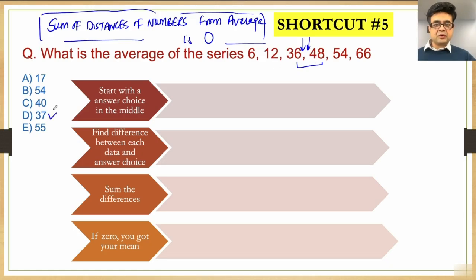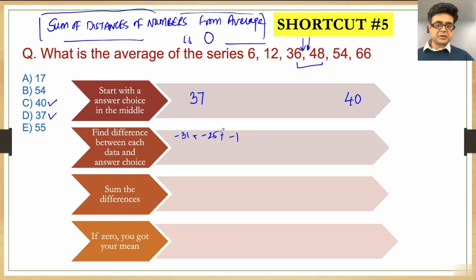37 is one of them. 40 is another one of them. So let's start with 37, right? So my starting answer choice is 37. But I will also do this question for 40 so that you get a better understanding of what we are doing here. For each of the numbers in the series, I need to find the difference between the number and 37. So I have 6 minus 37, which is minus 31, plus 12 minus 37, which is minus 25, plus 36 minus 37, which is minus 1.